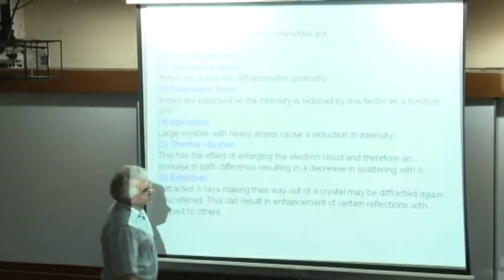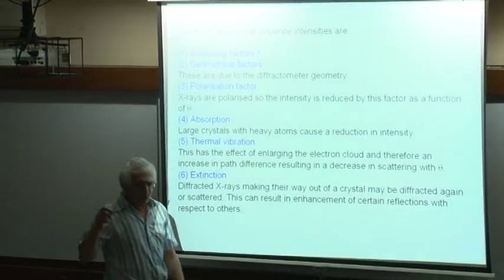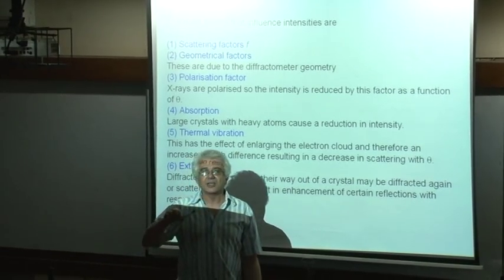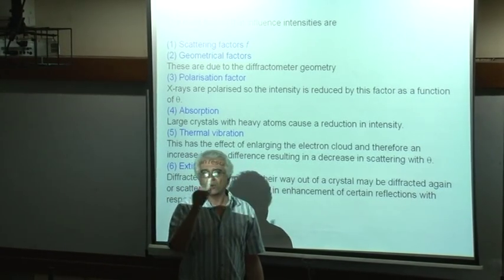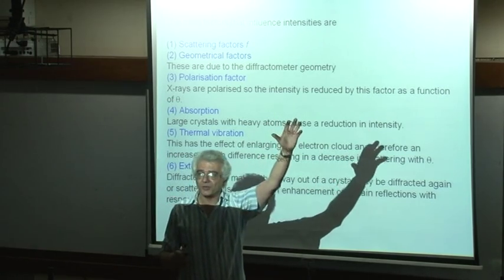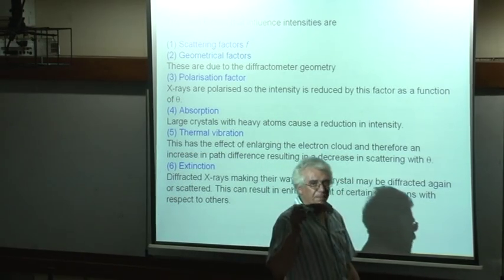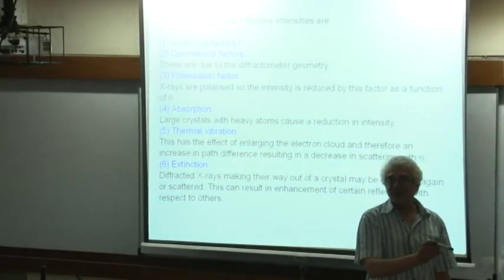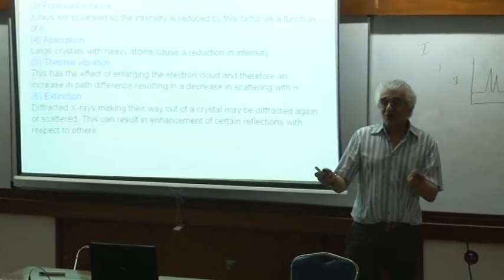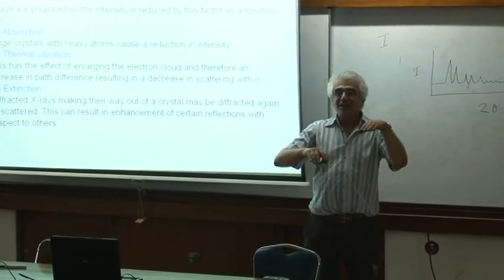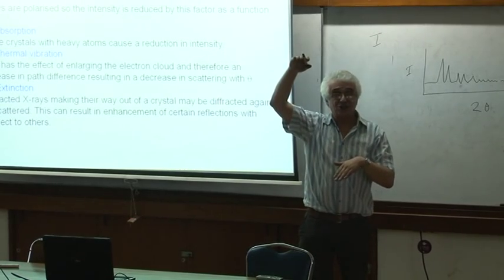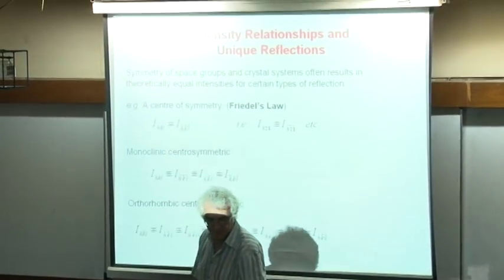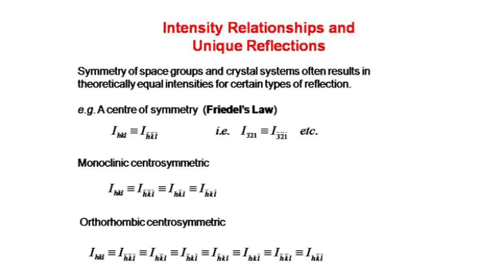And then there's extinction. So extinction is a simple concept. If you imagine your X-ray beam having been diffracted coming out of the crystal, where is it going to go? Well, you hope it will come out, but sometimes it forms the perfect Bragg angle for another set of reflections, and it gets diffracted again. And so that is extinction. So you see, some things get weaker than they should be, and some things get stronger than they should be. So these are all things you have to take into account. There are other things that you should be aware of.